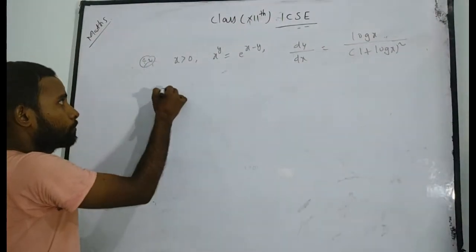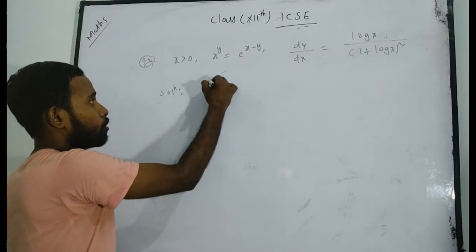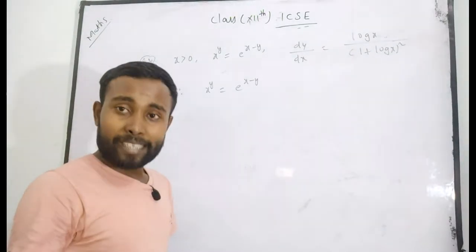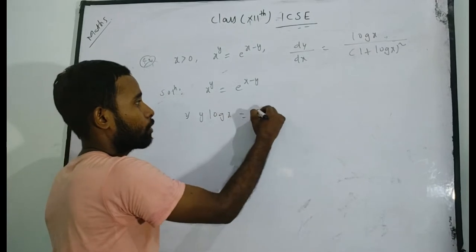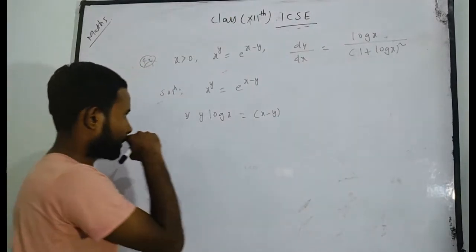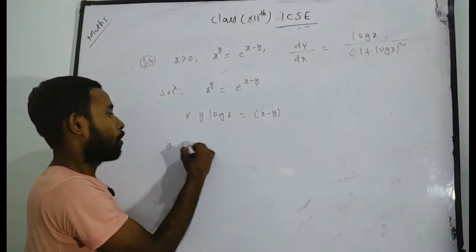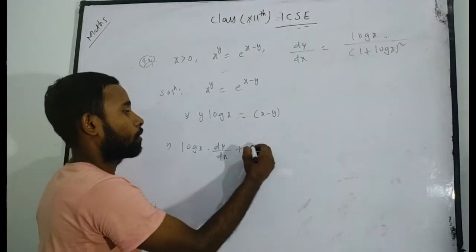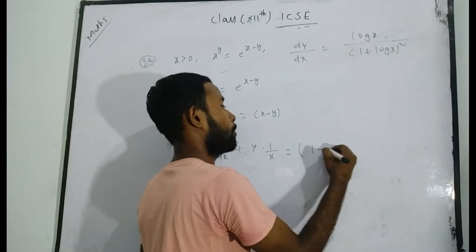Now I want to solve it. See here, this is your question, x to the power y is equal to e to the power x minus y. Taking log on both sides, you will get y times log x is equal to x minus y, into log e to the base e, which will be 1. Now you have to differentiate on both sides with respect to x. In that case you will get log x into the derivative of y with respect to x, plus y times the derivative of log x, which will be 1 upon x, and the derivative of the right side will be 1 minus dy/dx.